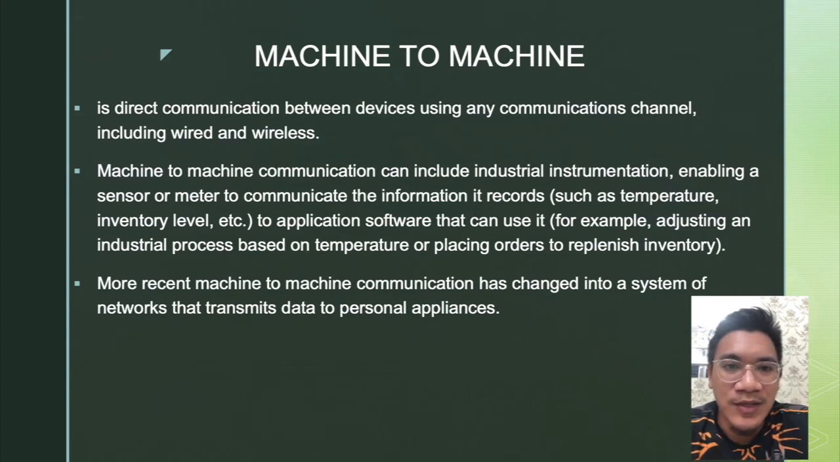Machine to machine communication can include industrial instruments enabling a sensor or meter to communicate the information it records, such as temperature, inventory level, or anything that it can measure, to an application that can use it, for example, adjusting an industrial process based on temperature or placing an order to replenish inventory.